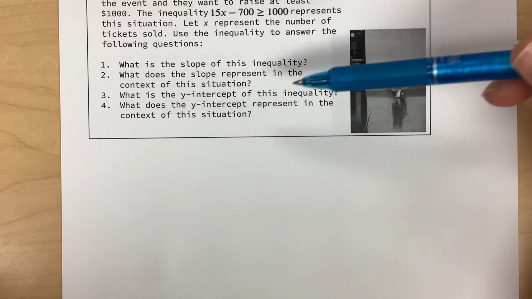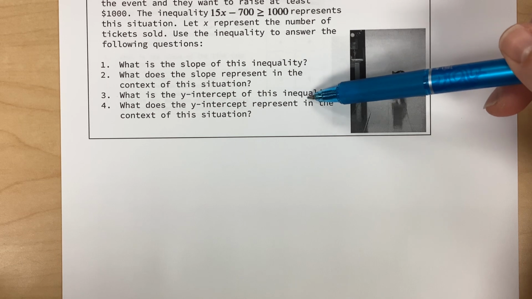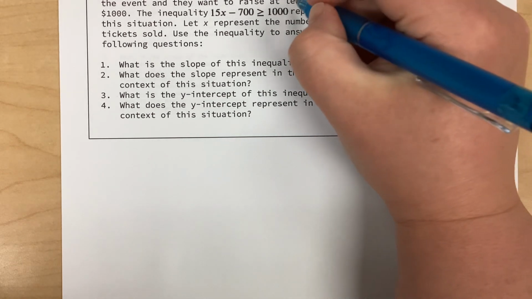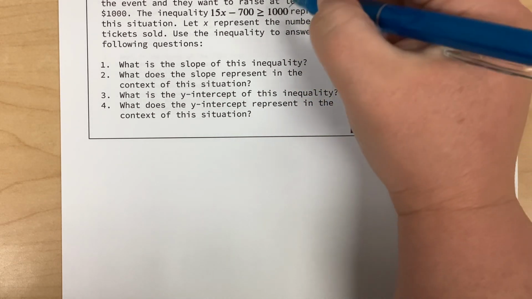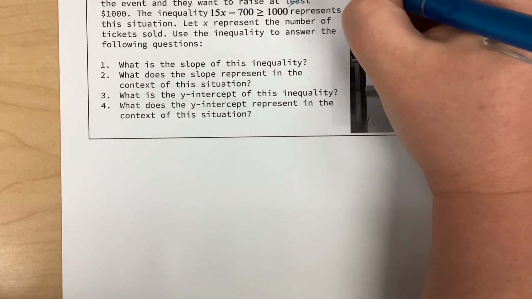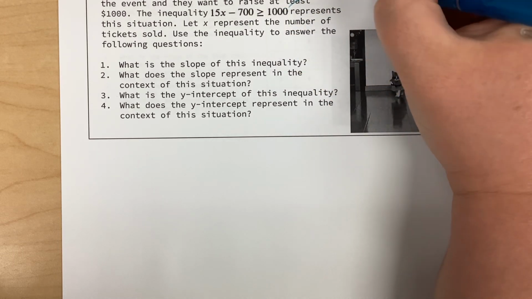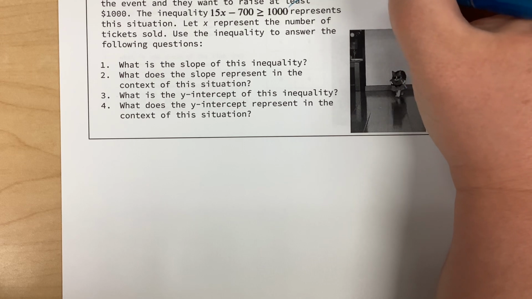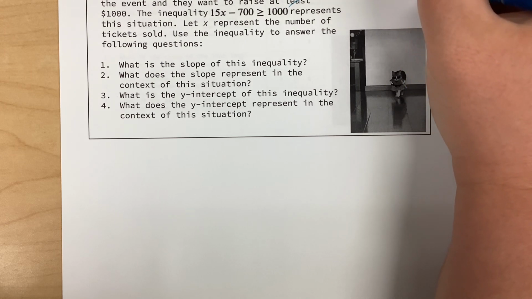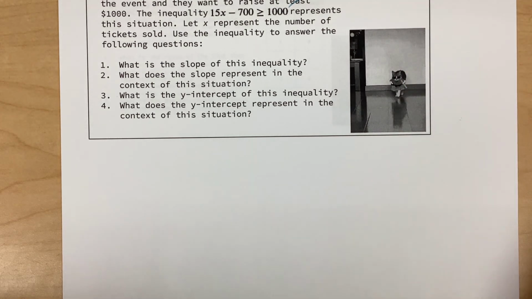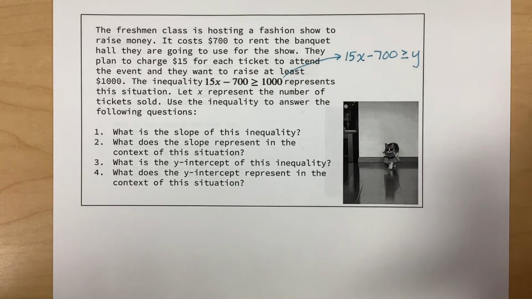What's the slope, and what does it represent? What's the y-intercept, and what does it represent? Now, in order to do this problem, you need to understand that 1,000 is actually put in place of Y. So this is still 15x minus 700 is greater than or equal to Y, where Y is the total profit that the freshman class makes. You need to understand that in order to be able to answer the questions.